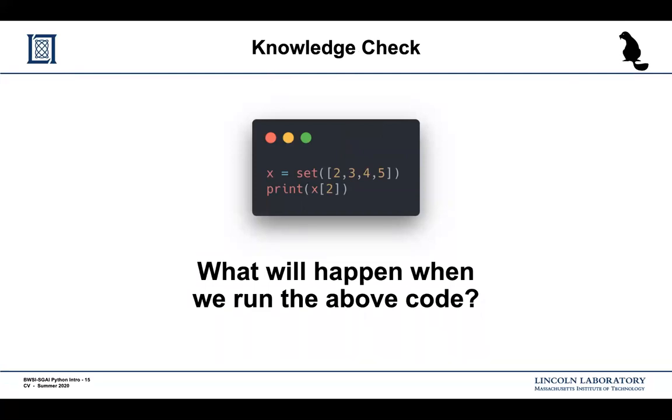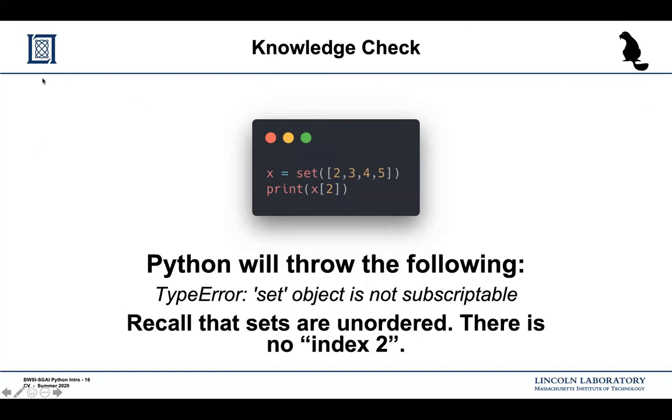All right, what do you guys think happens when we run the above code? Nice, guys. Yeah, it's not ordered. Sets are not subscriptable. You can't look at what element is at 2. So it'll throw a type error. Yeah, very good.